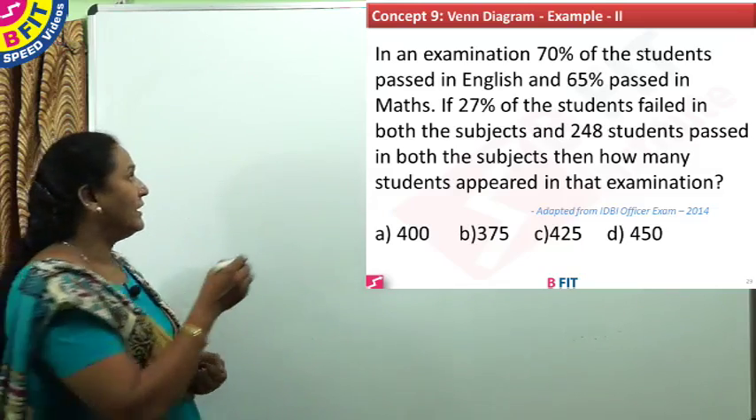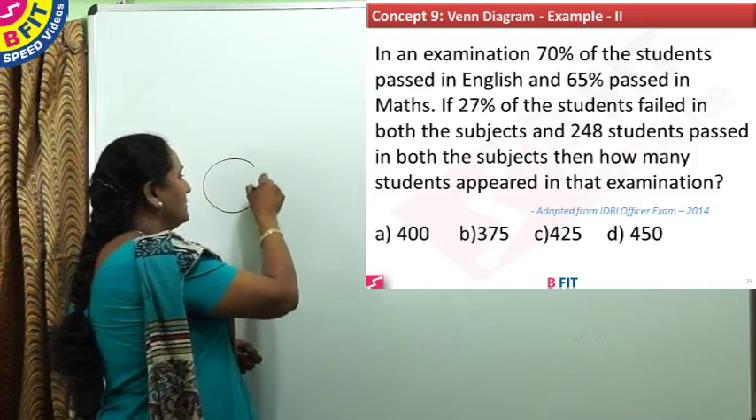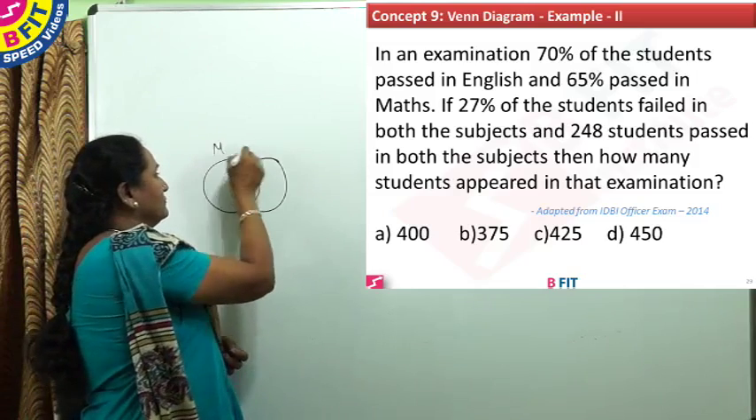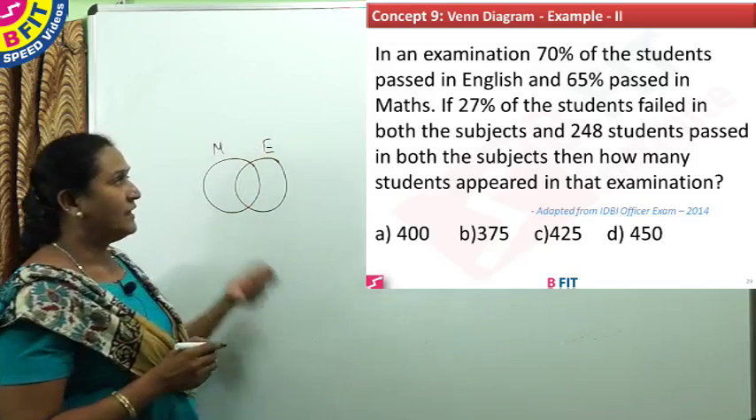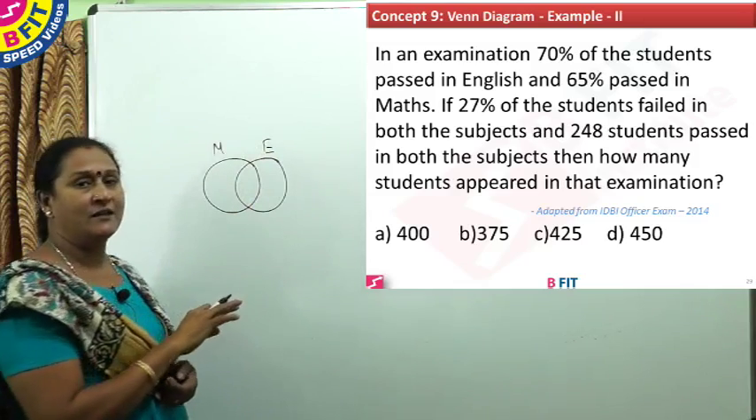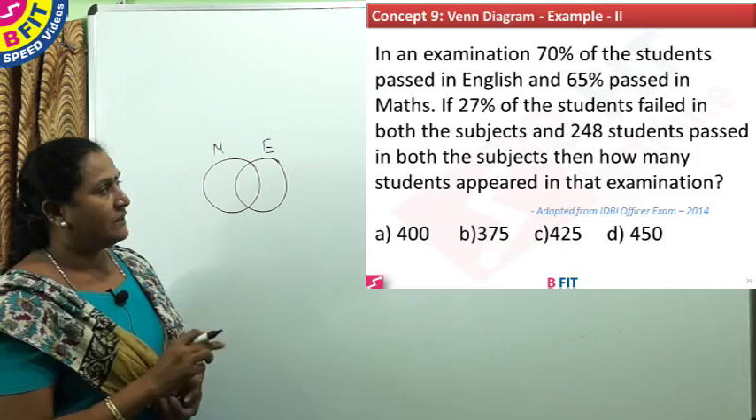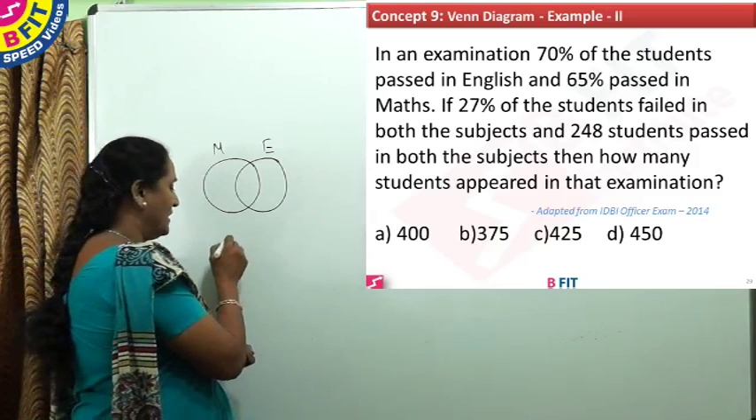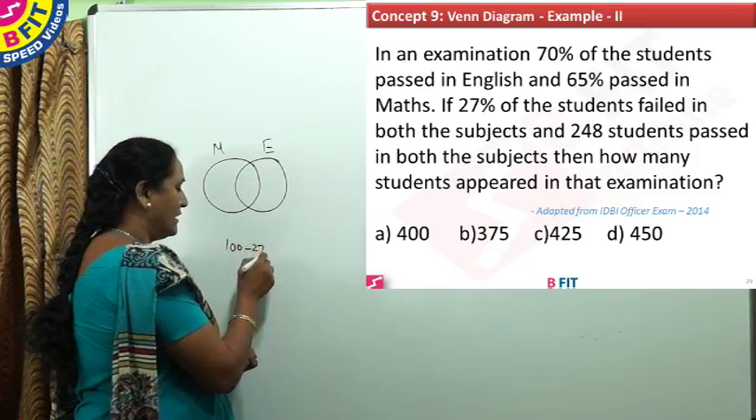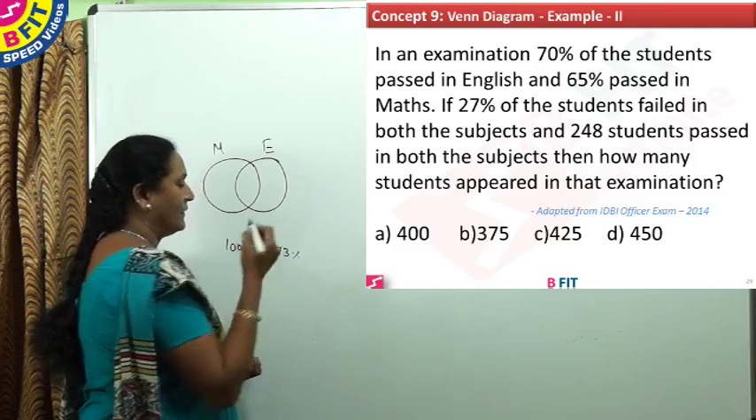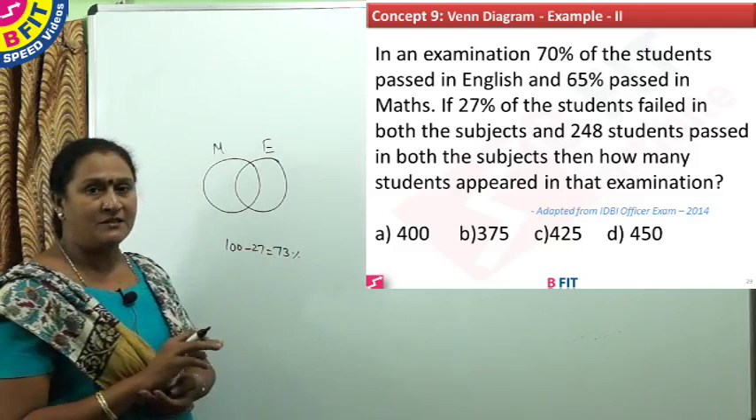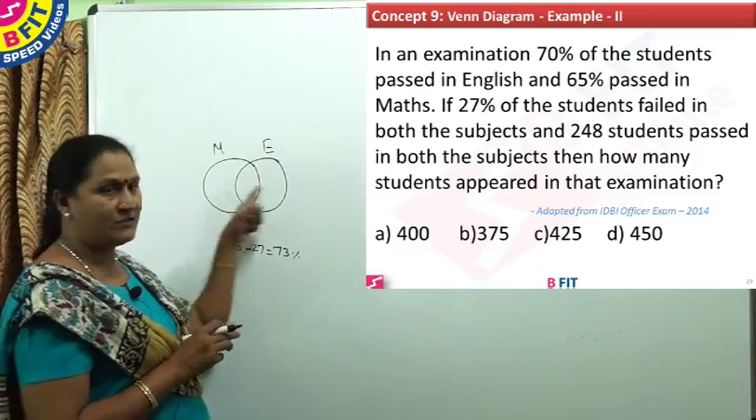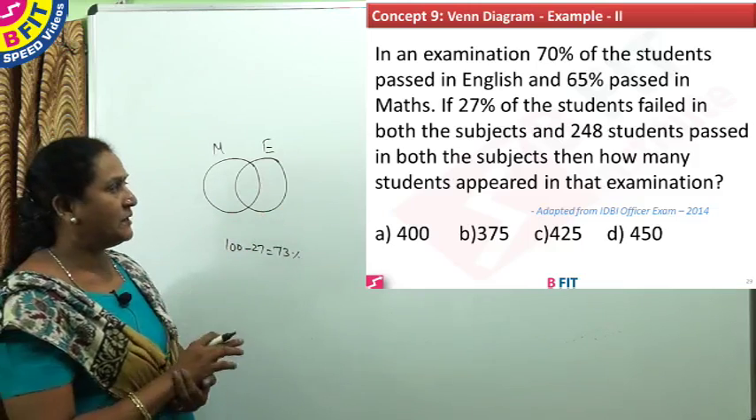As we have two details, we'll draw two circles: maths and English. This is the detail which is given for passed in maths and passed in English. And it is given that 27% of the students failed in both the subjects. As it is percentage, subtract 27 from 100. So 73% of them passed in both, either in maths only or English only or in both. So the detail which we get here should be equal to 73%.